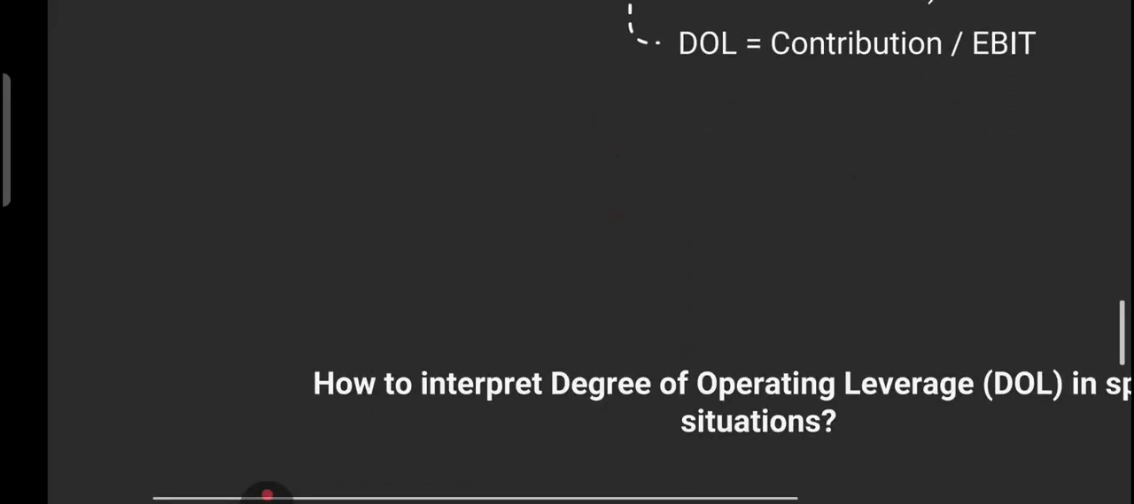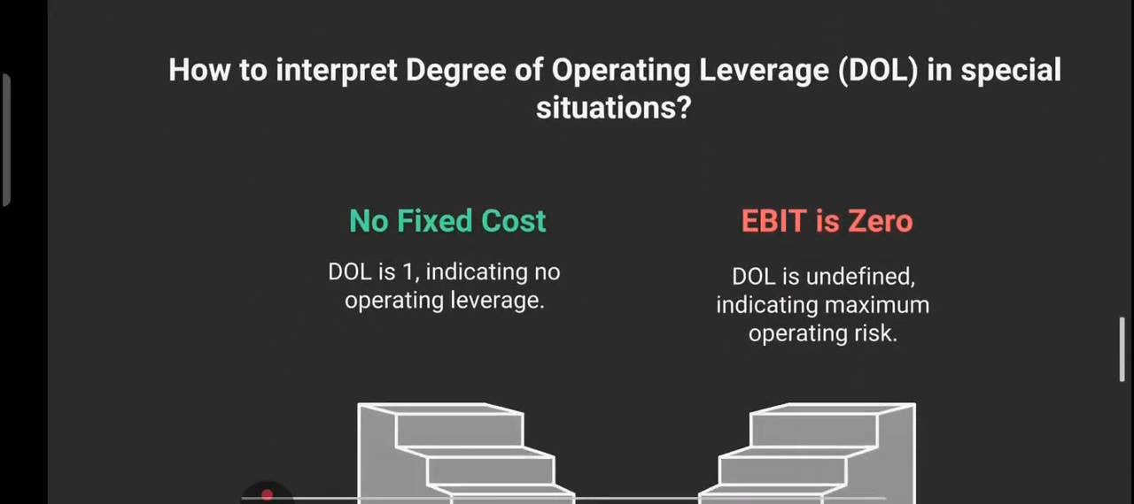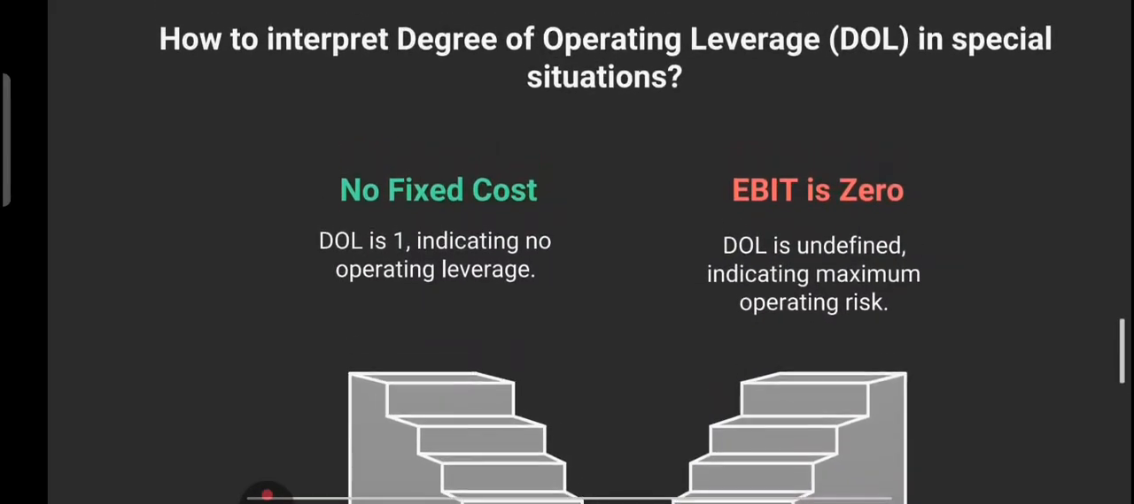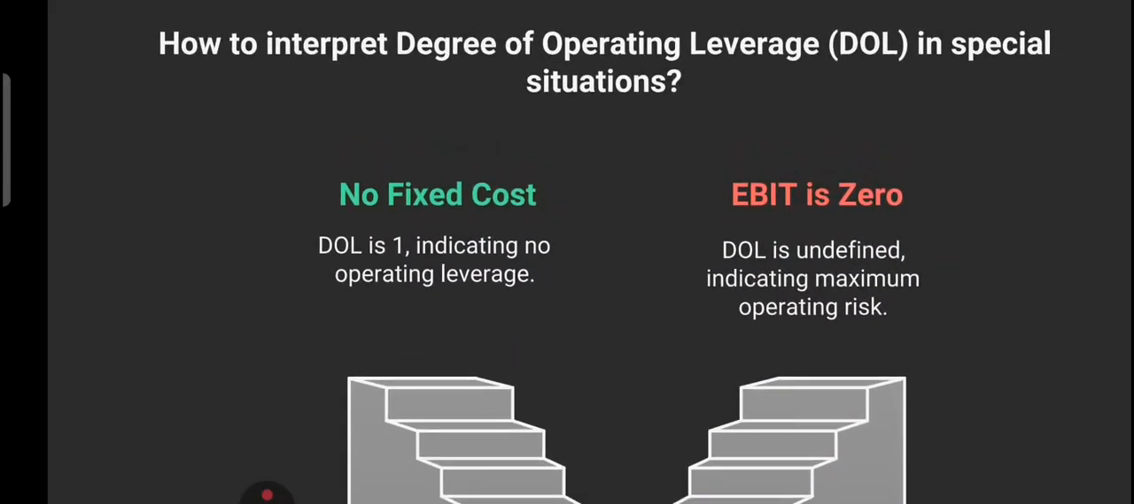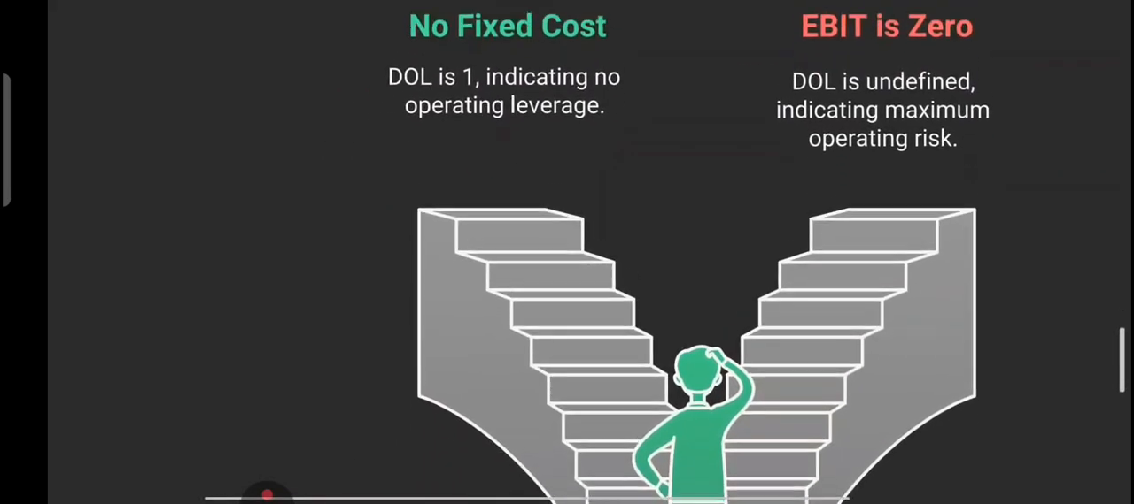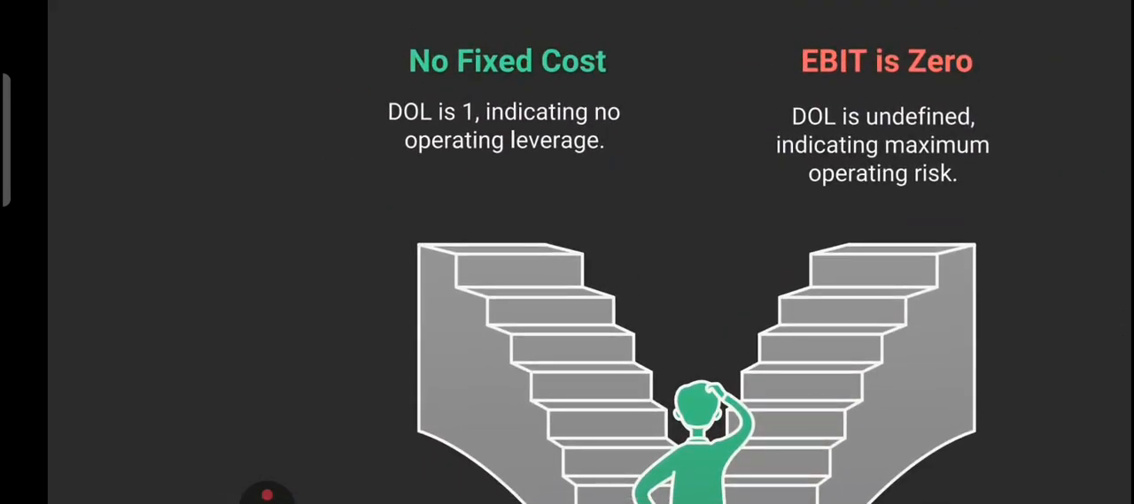Now the most important thing: how to interpret degree of operating leverage in a special situation. This is a very important thing. So let's decode DOL when things get extreme. Let's explore how the degree of operating leverage behaves in two very special and very opposite situations. Scenario number one is having no fixed cost. So what does it mean?